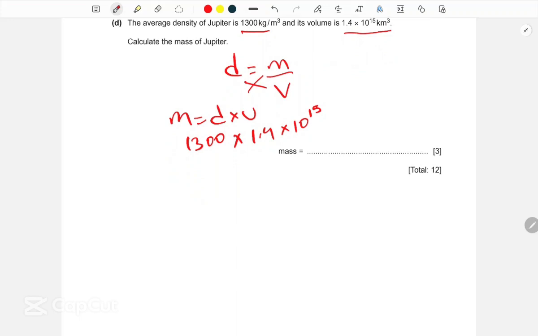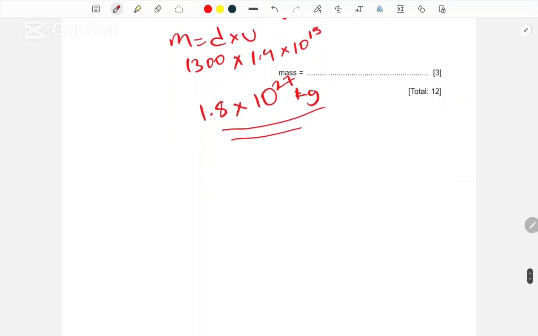So now when we multiply this, we can put it in standard form, and then we can get 1.8 times 10 to the power of 27. That's going to be our answer. Kilograms, of course. So we can see that Jupiter has a high mass, very high mass.